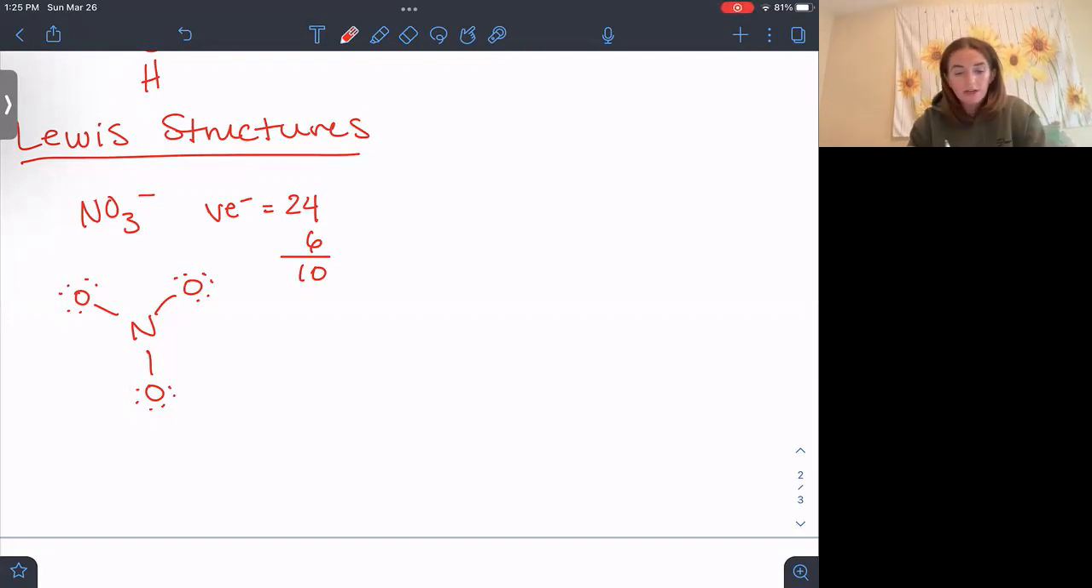We want to make sure that all of our elements have 8 electrons. Okay. Do all of our elements have 8 electrons? No, which one does not have 8 electrons? Good. Nitrogen doesn't, right? So what do we do in order to give nitrogen a full octet? How do we get it to have 8 electrons?